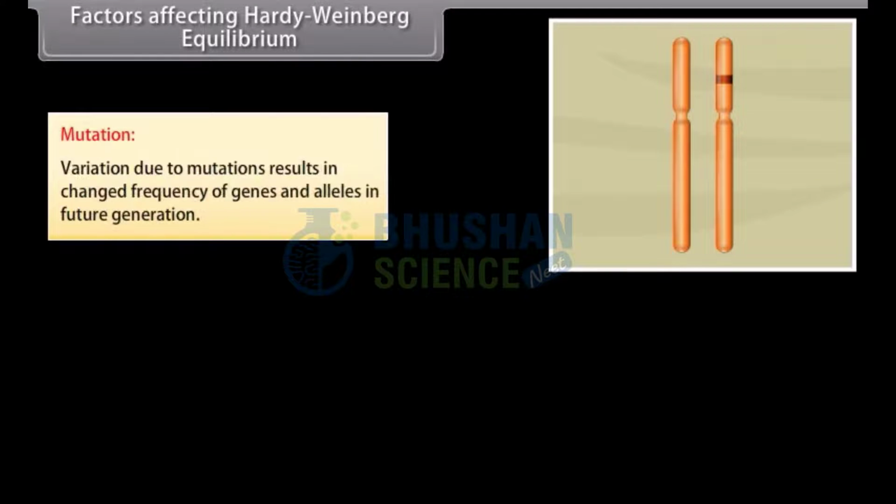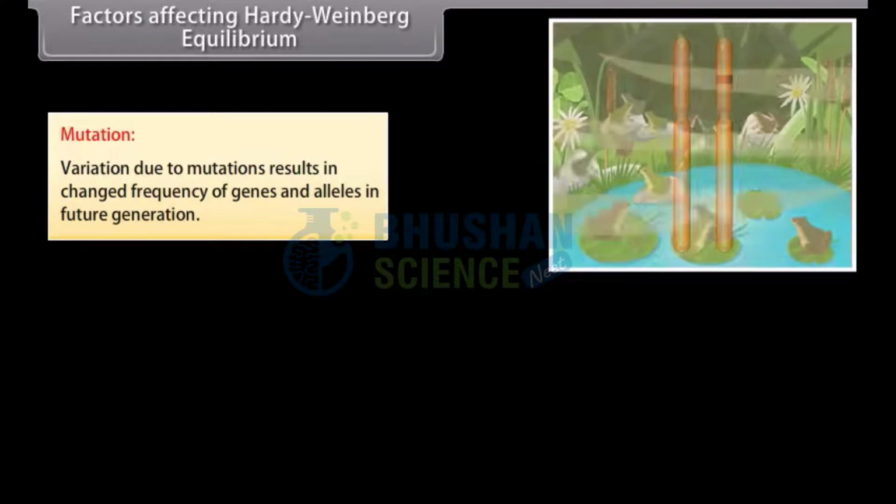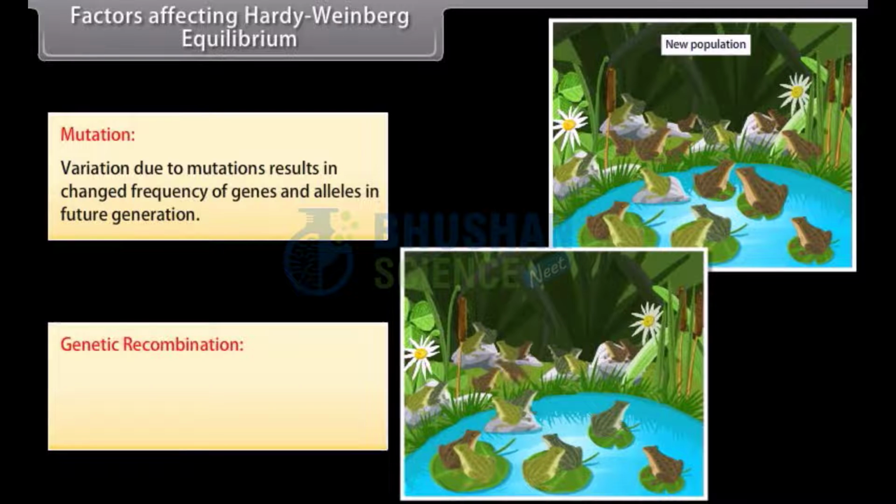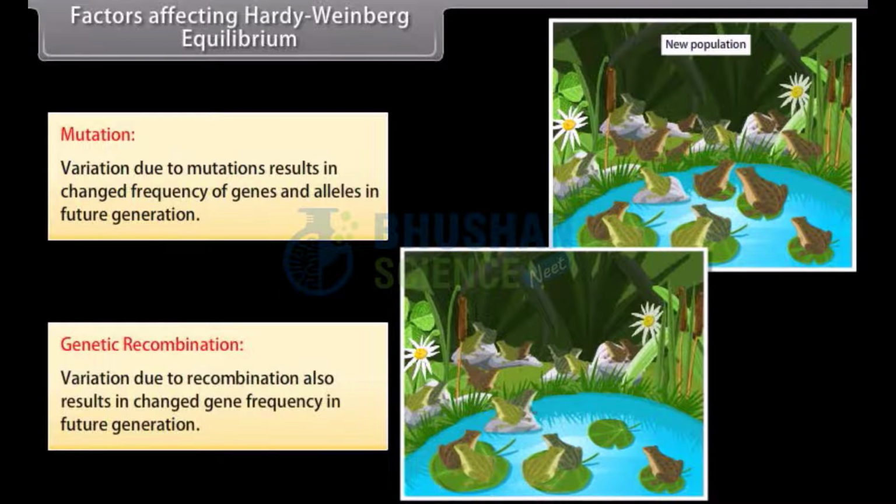Mutation. Variation due to mutation results in changed frequencies of genes and alleles in future generations. Genetic recombination. Variation due to recombination also results in changed gene frequency in future generations.